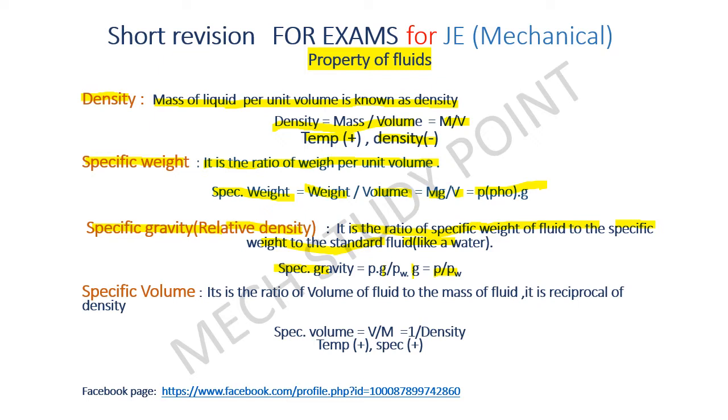The next property is specific volume. It is the ratio of volume of liquid to the mass of liquid. It is the reciprocal of density. So specific volume is equal to volume by mass. So it is inversely proportional to the density. If the temperature is increased, the specific volume also increases. If the temperature is decreased, the specific volume also decreases.